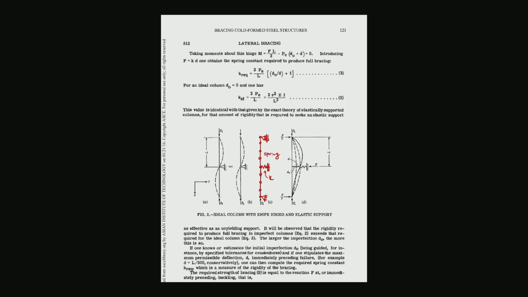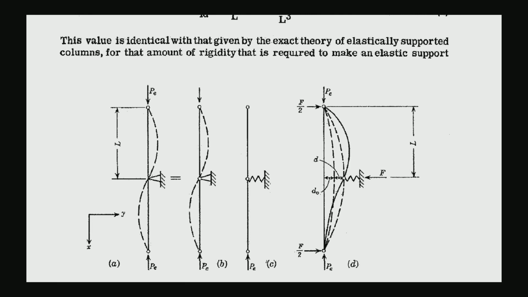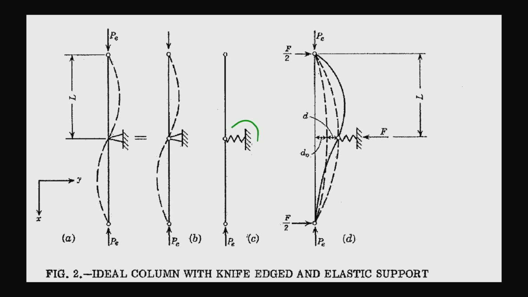But okay, we are not going to. Still, the closed form development is still very useful. So the elastic spring is introduced, and as this elastic spring is introduced, there will be possibilities that the column will fail, and these are two possibilities.